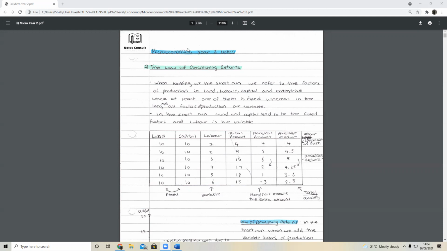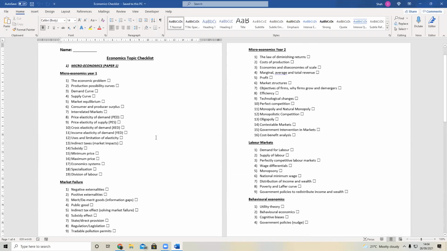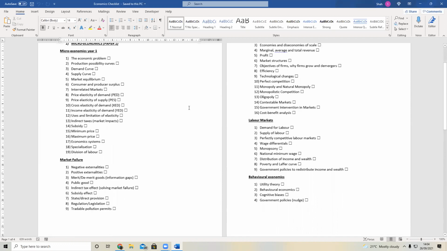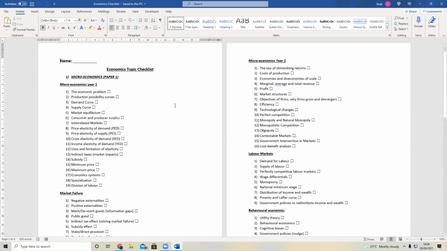Can you see my screen right now? Yeah. All right. Can you see this checklist here? Yeah. All right. So basically, I'll quickly break it down again. You're going to have 3 papers. We're all doing Edexcel here. So for paper 1, everything will be on microeconomics. Paper 2, everything will be on macroeconomics. And paper 3, you'll get a combination of both.